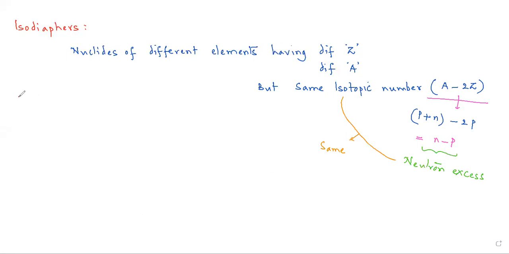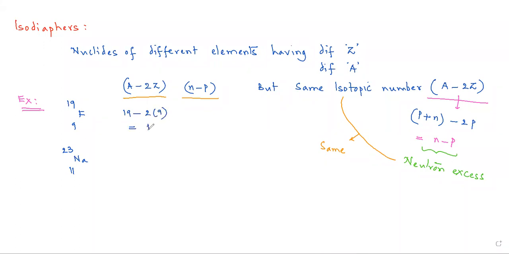Let me give you an example to make it much more clear. Fluorine 19 (atomic number 9), sodium 23 (atomic number 11). Let us now check A minus 2Z rather than going for the number of protons, electrons, and neutrons. Anyway, they'll be different. For clarity's sake, this is isotopic number, and this is, of course, neutron excess. What is A here? 19 minus 2 into 9. So this can be given as 1. Check out A minus 2Z in this case. 23 minus 2 into 11. Nothing but 1.